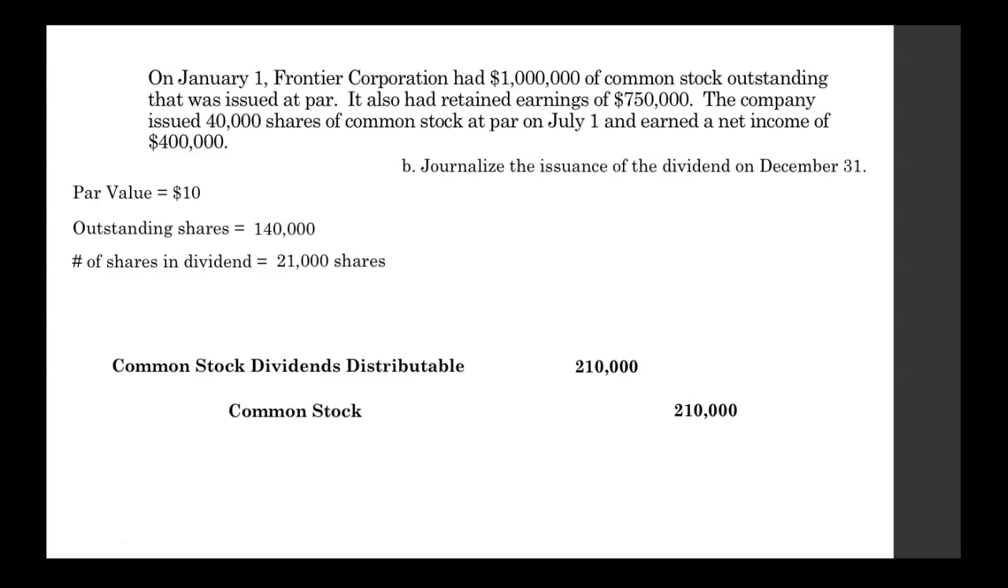Just like I said earlier, the first account in your declaration journal entry is whatever you are declaring. In our case, it was stock dividends. Well, the last account in your issuance journal entry is whatever you are handing out to your shareholders. In our case, that's common stock.